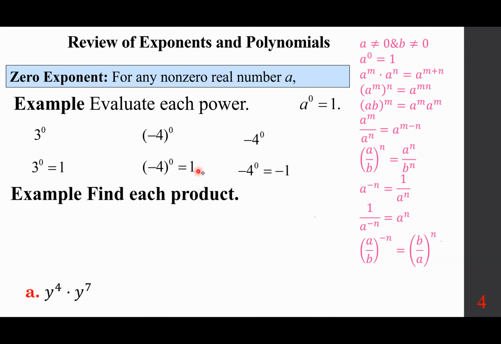All right, we're going to find the following products. For example, this one. And all you have to do when you want to come up with the answer, use this rule: add 4 and 7, and it becomes y to the power of 11.